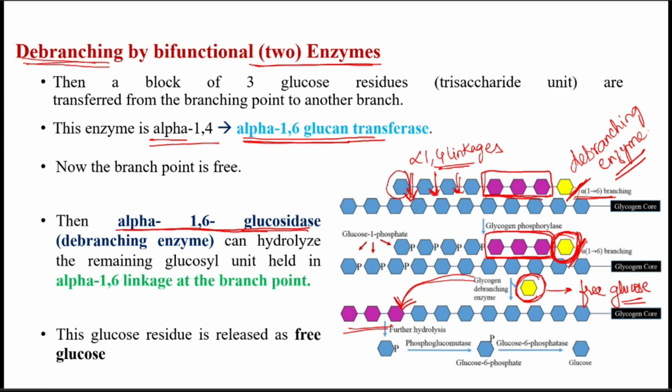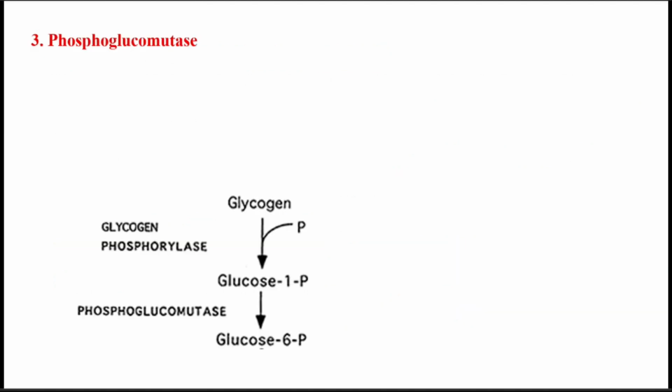The point to be noted here is that when glycogen phosphorylase acts on the alpha 1,4 linkages, the glucose molecules are liberated as glucose 1-phosphate. Whereas the glucose molecule present at the branch point, when acted upon by the enzyme alpha 1,6 glucosidase, is liberated as free glucose, not as glucose 1-phosphate. These molecules are liberated as glucose 1-phosphate, whereas the branch point is liberated as free glucose. This is one point that needs to be noted in glycogen degradation.